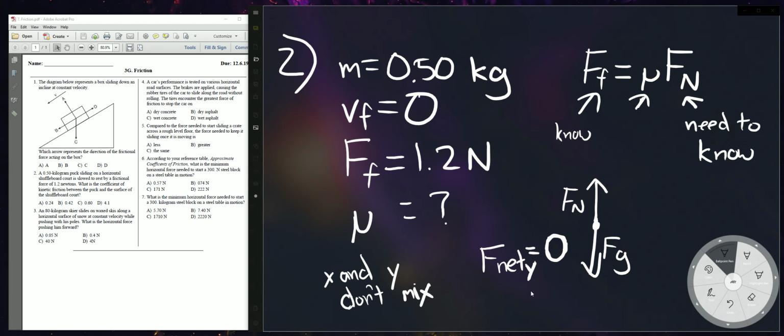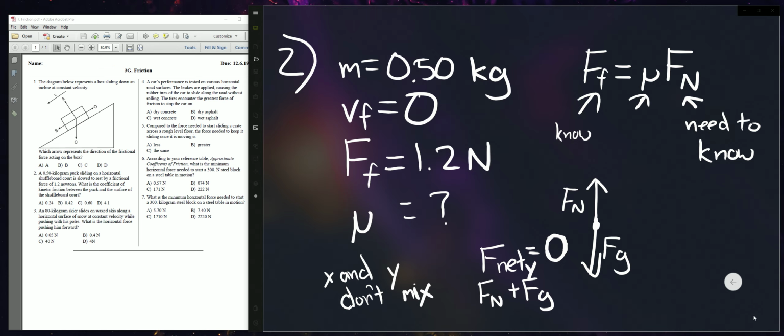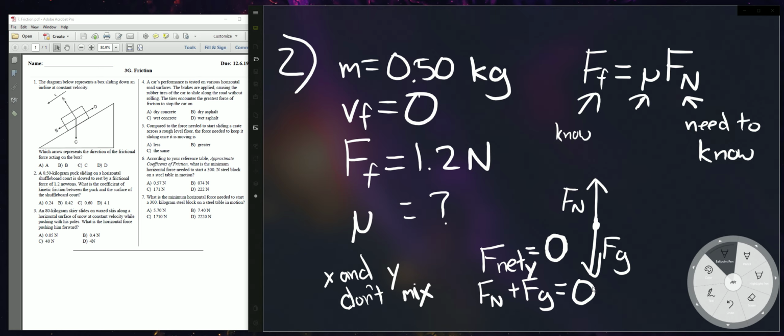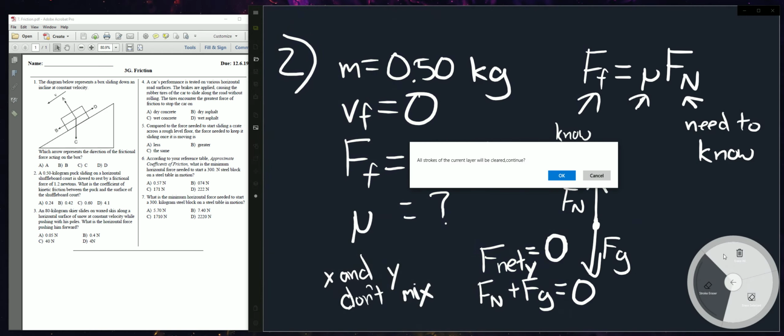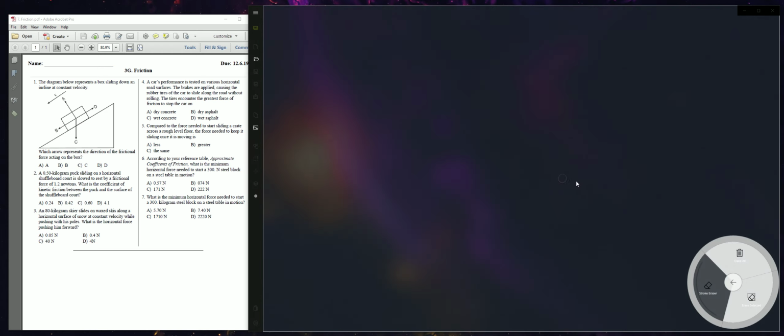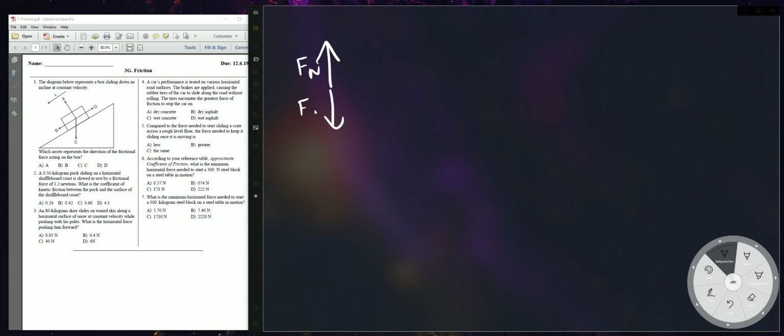Now, Fnet is the sum of all forces acting in one direction, and the only forces acting in my y direction are Fn and Fg. And then that is equal to 0. So if you look at all of this again, I'm going to erase all this. So here's what we established so far: Fn, Fg.